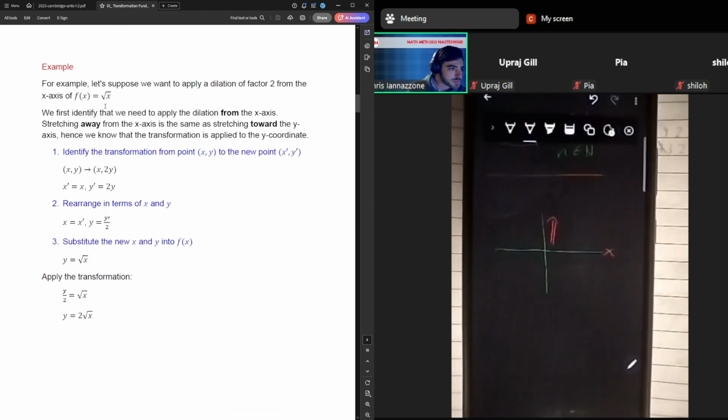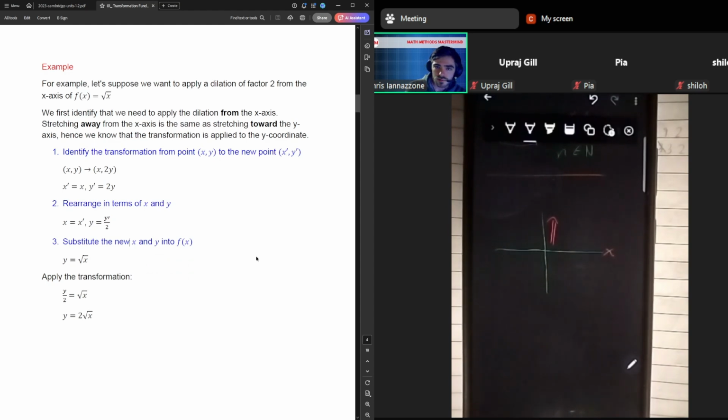So here's an example with a basic function, square root x. If you want to apply a dilation factor of 2 from the x, so remember, from the x means in the y direction, the y value is going to get multiplied by 2. If you're just using the shortcut, by all means, this is a pretty simple example. Just multiply your function by 2. If you've got a more complicated question, you might want to follow this process, which is x dash, y dash, rearrange, and then sub in.